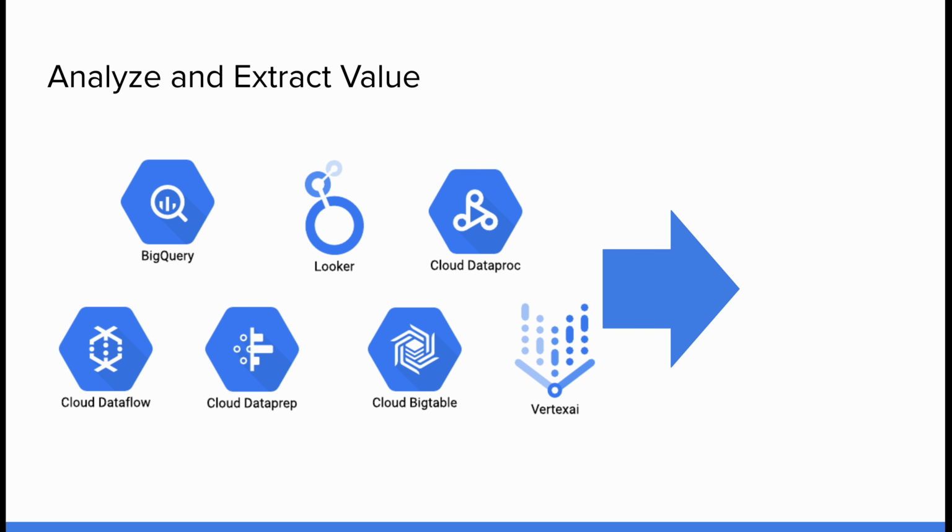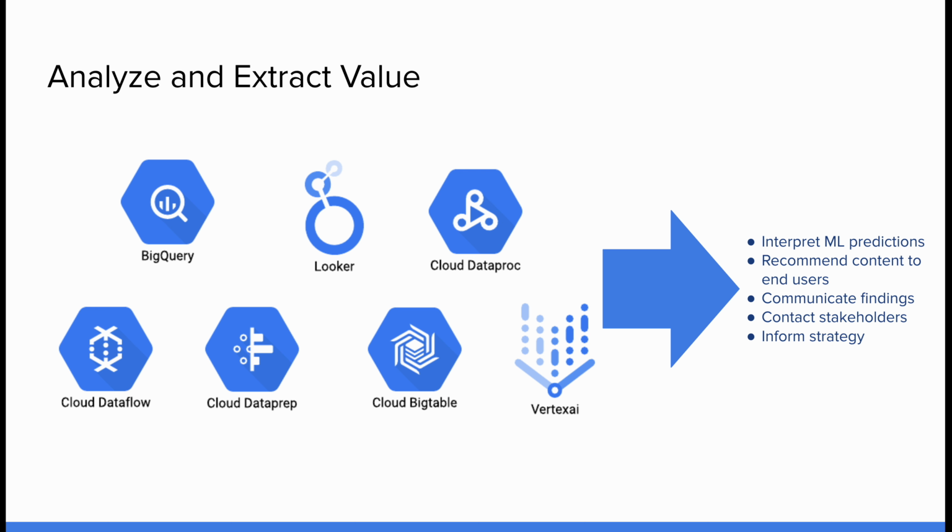After completing the analysis, the next step is to extract value from the insights gained. So this involves interpreting ML predictions or using them to actually automate an update, such as recommending content or products to users, communicating findings to relevant stakeholders, informing strategies, and executing decisions based on the analysis. And that's it for analyze and extract value.